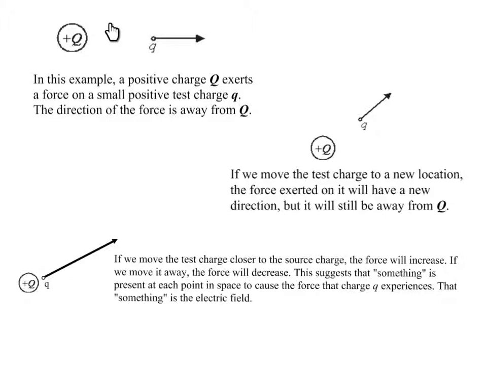The charge, big Q, alters the space around it, and the test charge, little q, responds to it. If we move it to a different location, the force exerted on it will have a new direction, but it's still going to be away from the source charge. And if we move it closer, the size of that force will increase. Now let's take a look at how we can quantify the strength of the electric field.